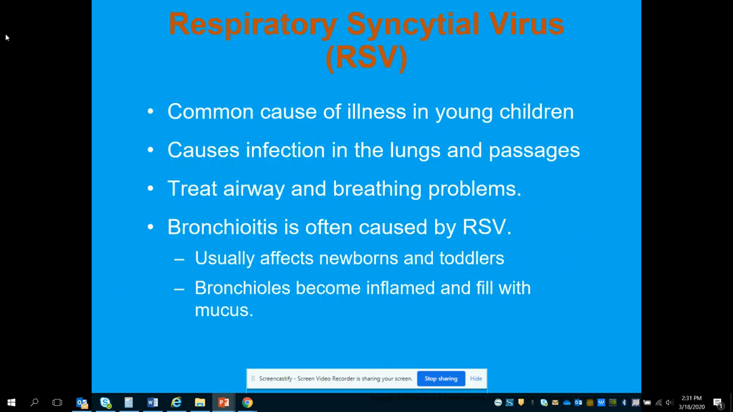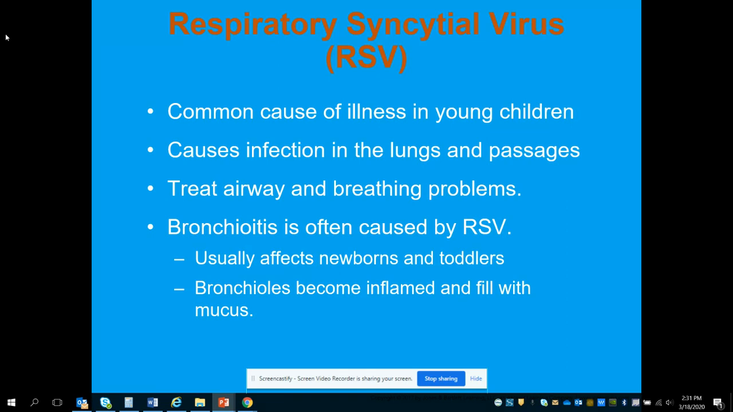Looking at RSV, which is respiratory syncytial virus, this is a common cause of illness in young children and causes infection in the lungs and passages. We want to treat the airway and breathing problems that we see. So again, if we hear that wheezing, we want to treat that with a bronchodilator, and we want to just give some supportive treatment to the patients.